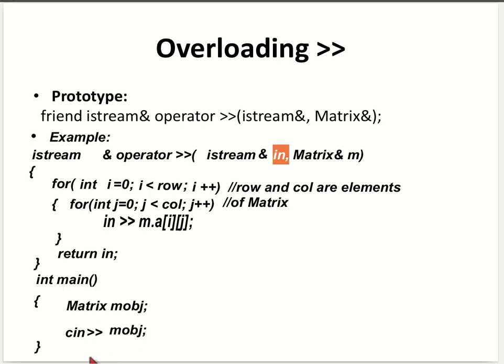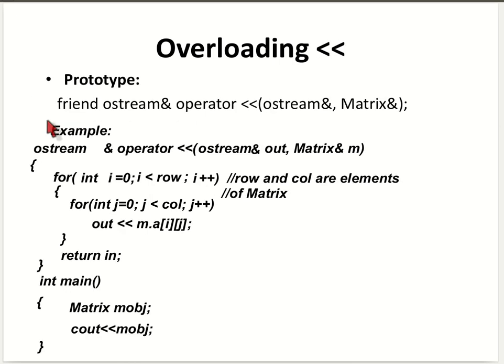Let's say if it is a member function, we can remove this part and only use this, but this is not possible in this case. So we have to use a friend function for overloading the extraction operator.